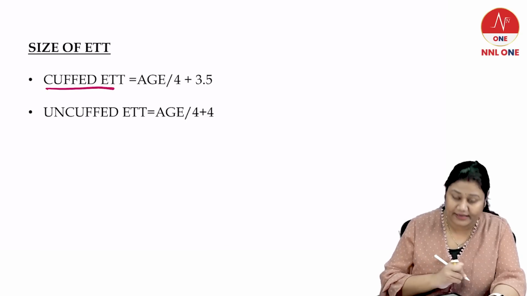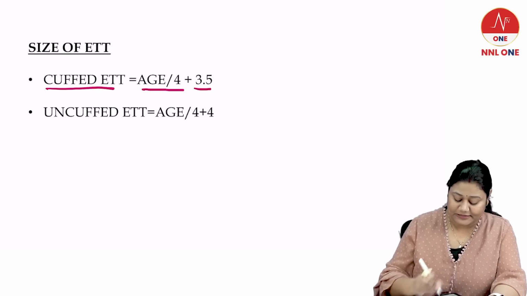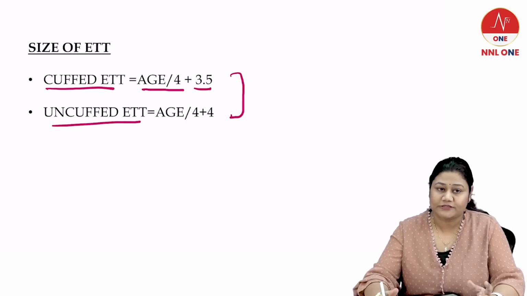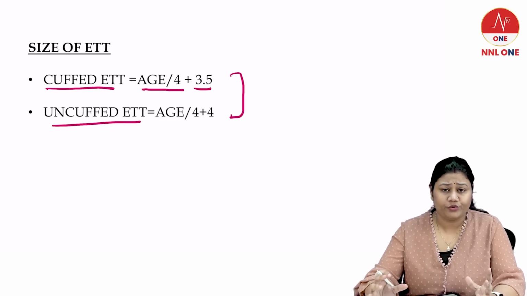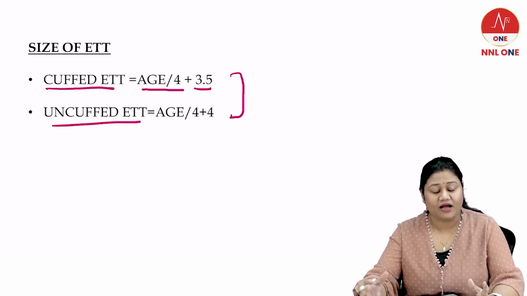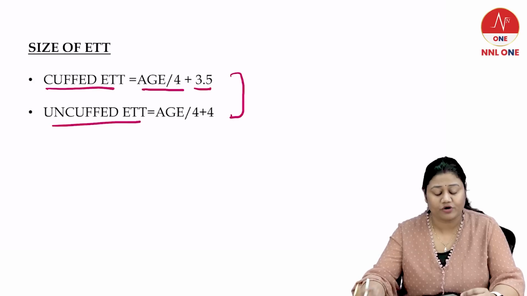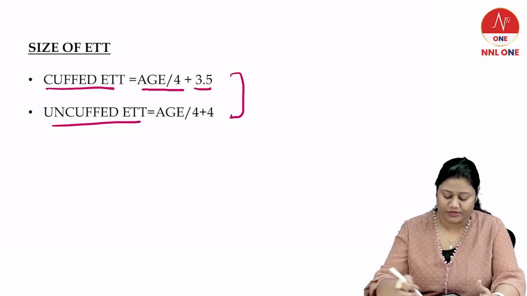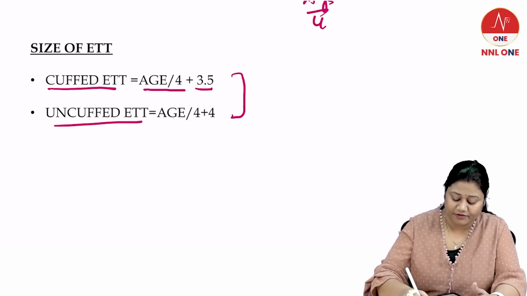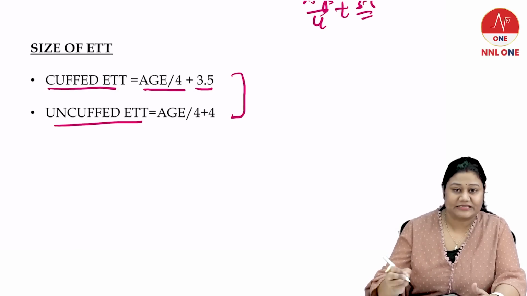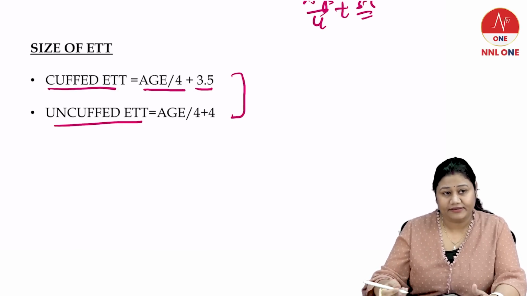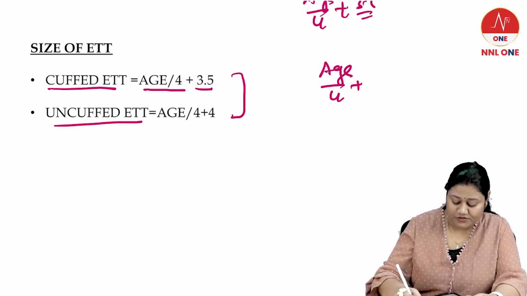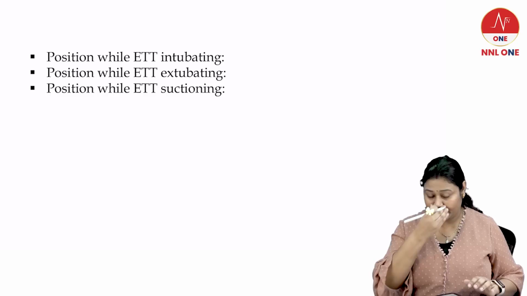So for cuffed endotracheal tube, age divided by 4 plus 3.5; uncuffed, age divided by 4 plus 4. How will you remember it? Because the cuffed endotracheal tube you are using for adults. So in adults they will be able to do the decimal calculation, so it is age divided by 4 plus 3.5. Uncuffed you are using for infants, and they can only do simple math, without decimals. So plus 4. This is how you can remember.